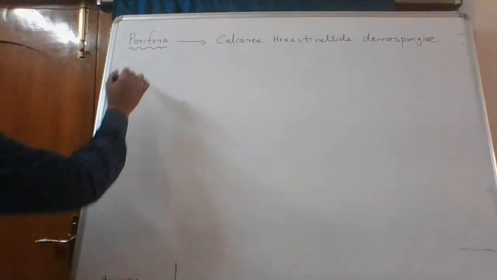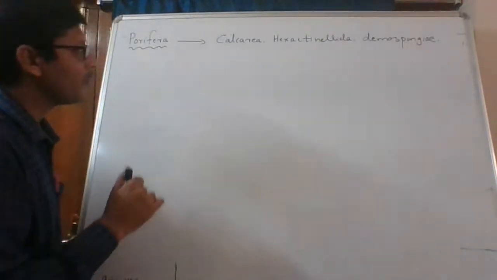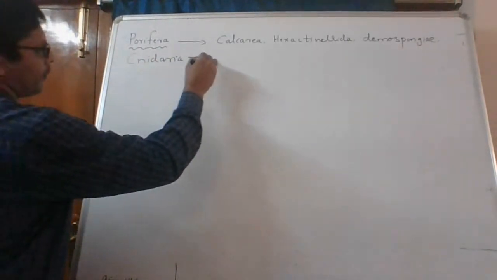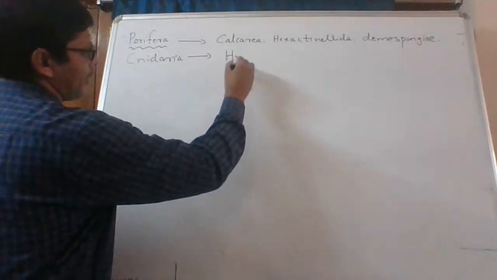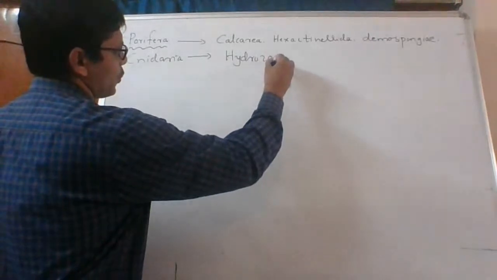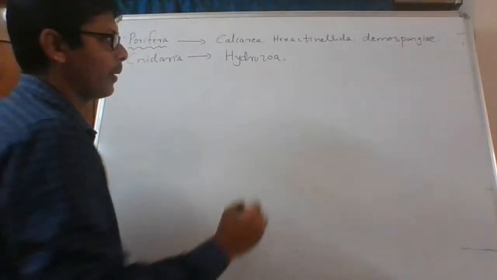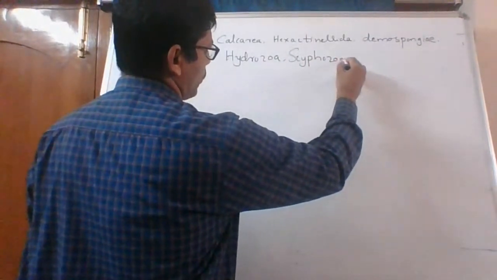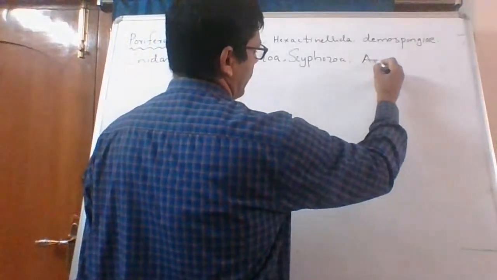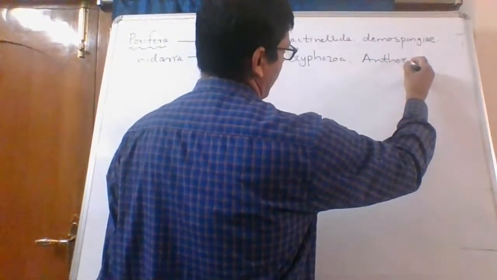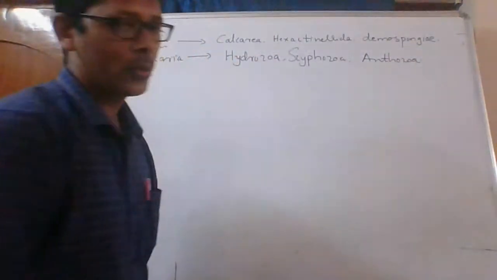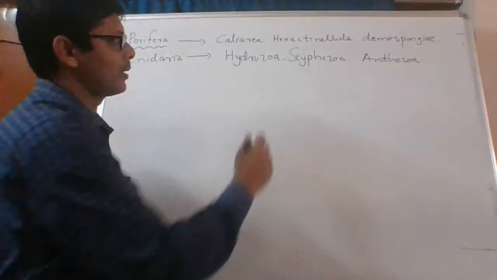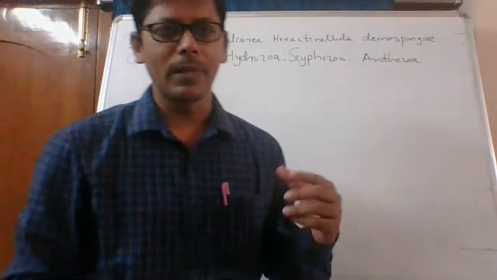Now come to the next phylum. Which phylum comes after this one? Cnidaria. The three classes here: Hydrozoa, Scyphozoa, and Anthozoa. Hydrozoa, Scyphozoa, Anthozoa. Now let us sing again, let us include these three classes also in that song.